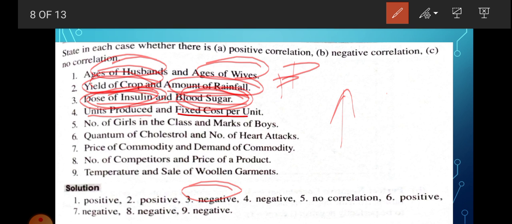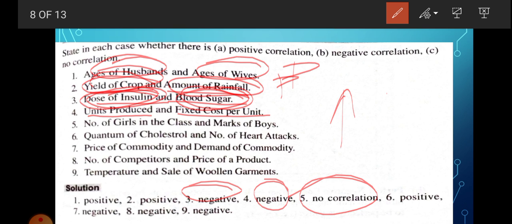Units produced and fixed cost per unit. Suppose the more units you produce, the lower the fixed cost per unit, so this is also a negative correlation. Number of girls in a class and marks of boys: there is no correlation. What is the relation between the number of girls and marks obtained by boys? There is no relation, so we are writing just no correlation.